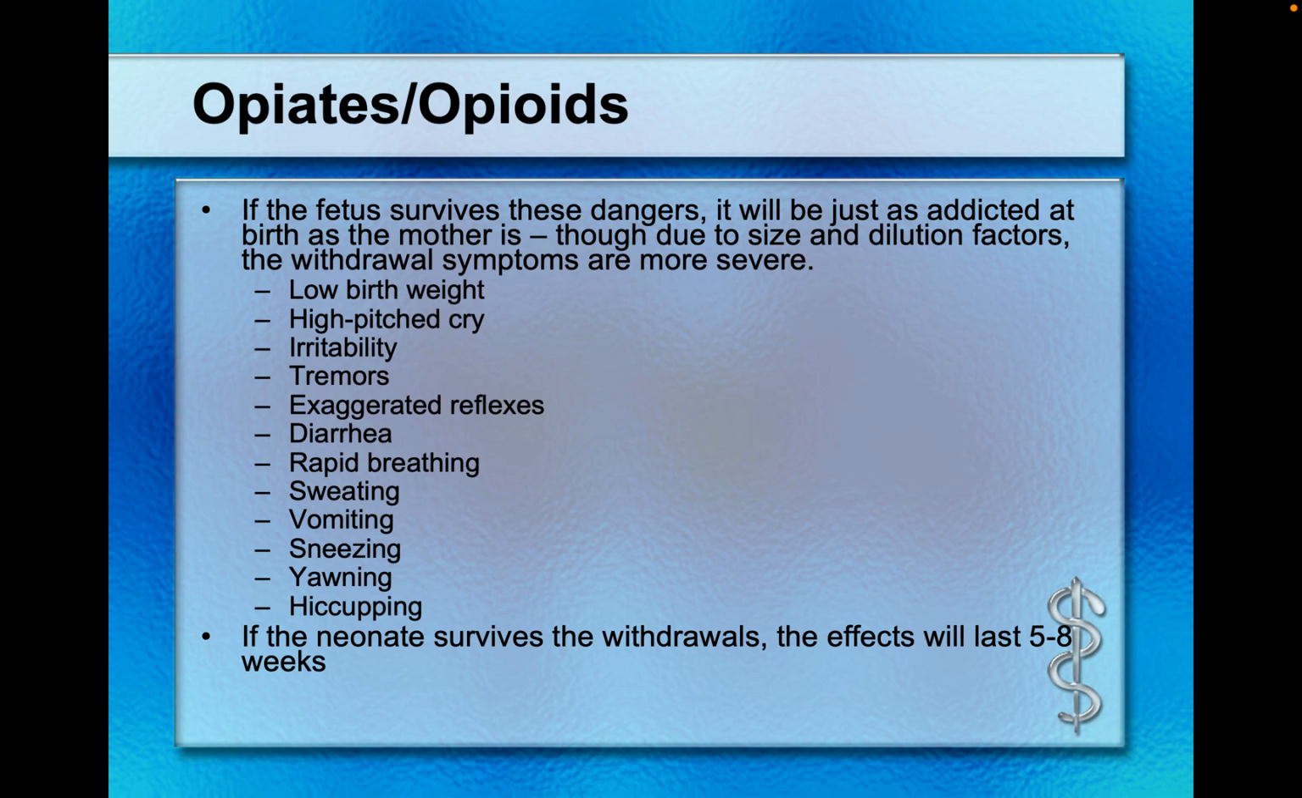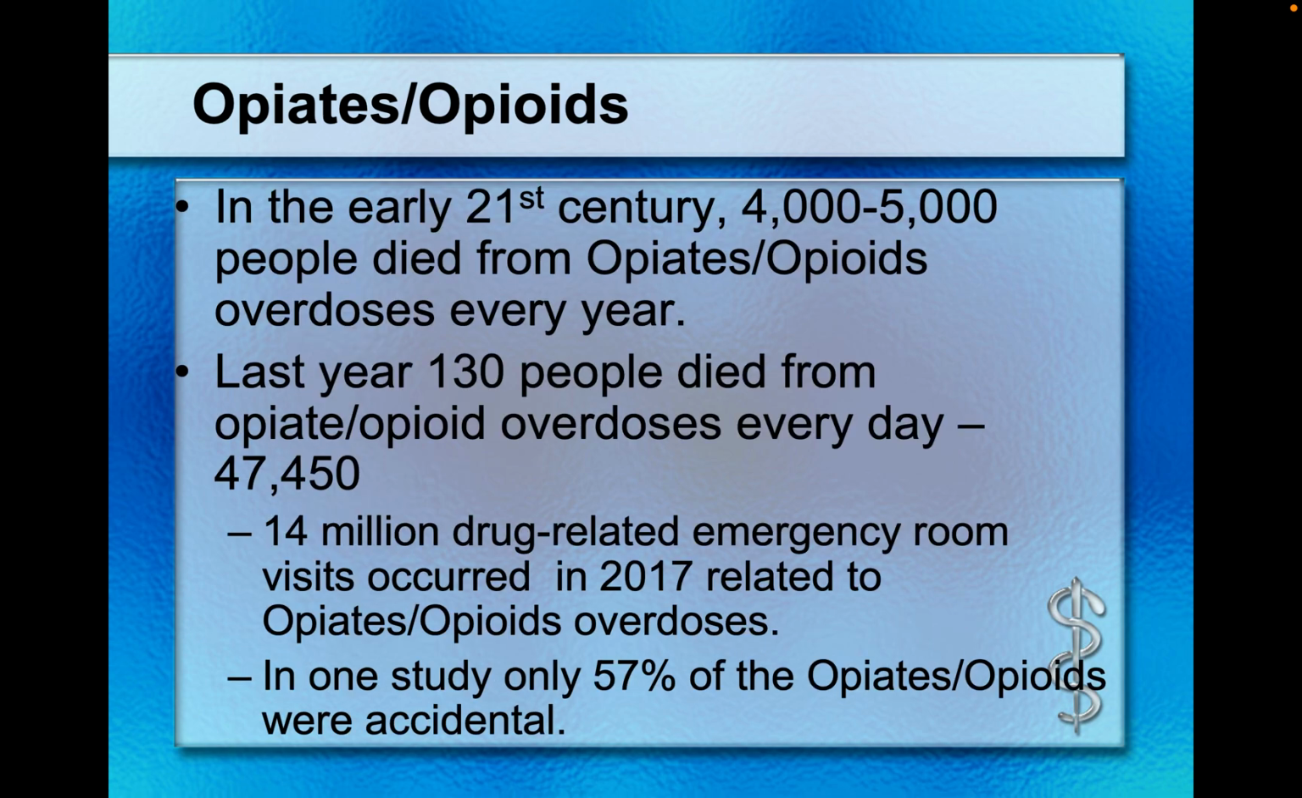1991. If the neonate survives the withdrawals, the effects will last 5 to 8 weeks. And of course, his withdrawal symptoms lasted for 2 months, about 8 weeks. In the early 21st century, 4,000 to 5,000 people died from opioid overdoses every year. Last year, 130 people died from opioid overdoses every day in the United States. This is last year. 47,450 people died of opioid overdoses in the United States last year. 14 million drug-related emergency room visits occurred in 2017 related to opioid overdoses.